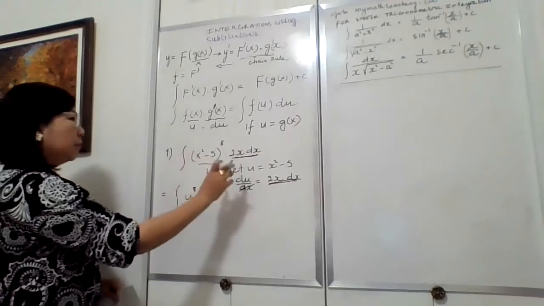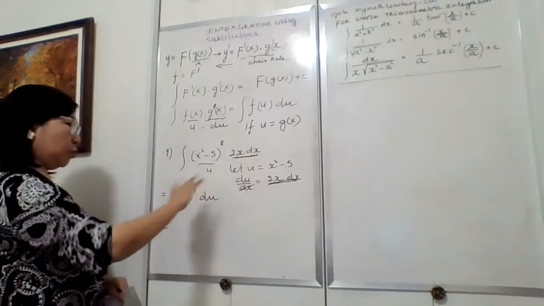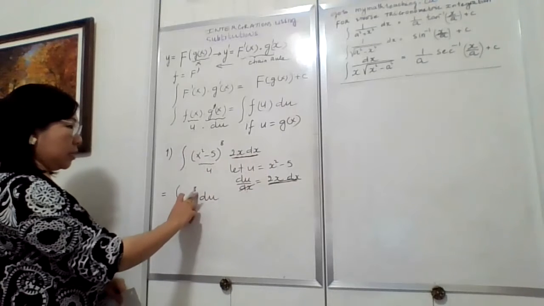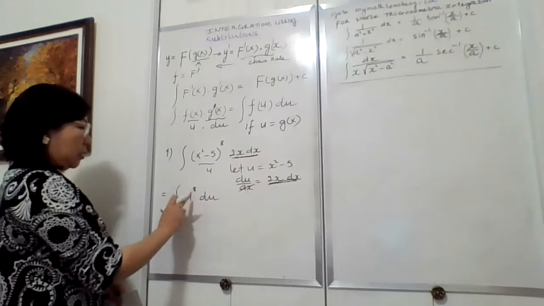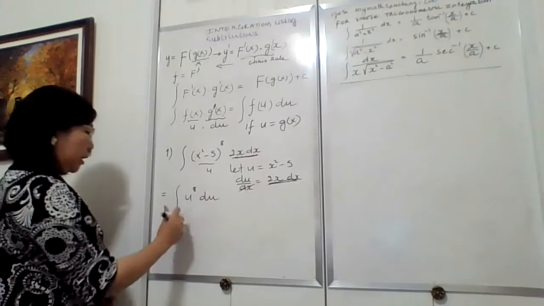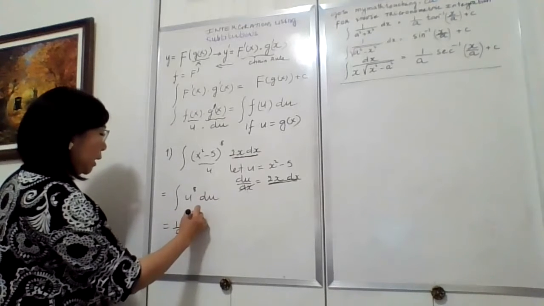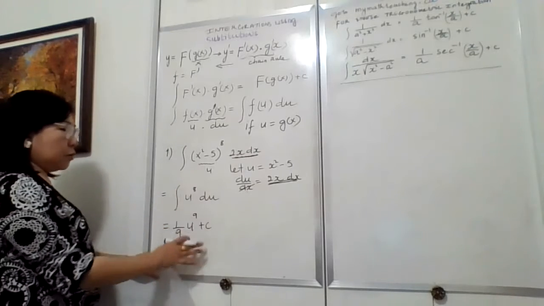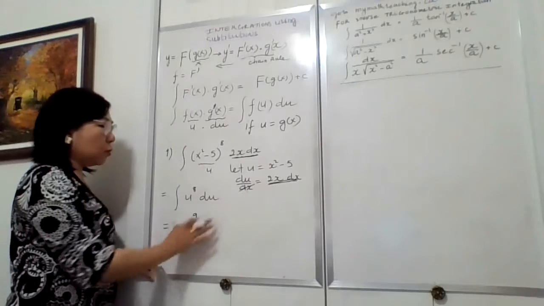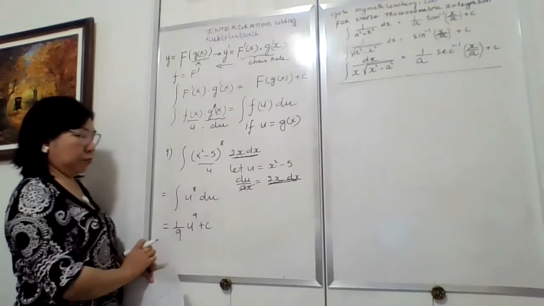So if the derivative means we take away 1 power, then the antiderivative, we put it back 1 power. So the u to the 8 here will become u to the 9 if we add 1 in power. But we also have to divide, right? So that will become 1 over 9 u to the power 9 plus c.